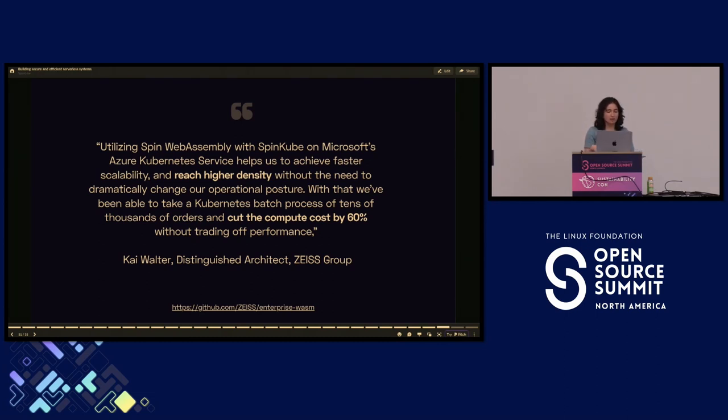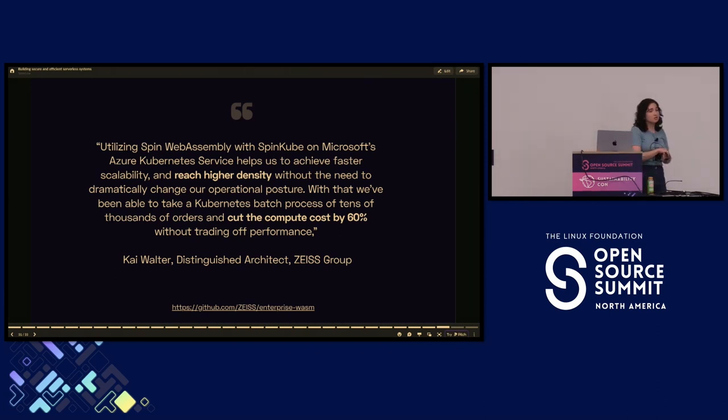The Zeiss Group was previously using a containerized solution for serverless, and they switched to using SpinKube and saw those benefits. They had higher density without needing to change their operation at all, and they actually cut their cost of compute by 60%. And I want to highlight that part of this was because SpinKube let them shift from using x64-based nodes to ARM nodes. So they got performance and cost improvements from that.